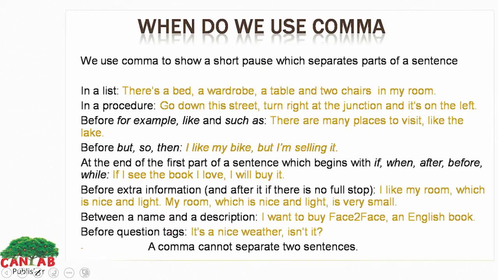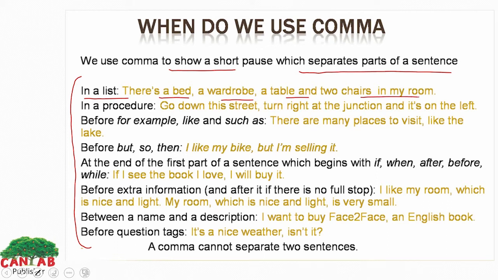Now look here, the use of comma. When do we use comma? We use comma to show a short pause which separates parts of a sentence. We use comma in these situations here. In a list: there is a bed, wardrobe, a table, and 2 chairs in my room. We have discussed the use of comma in detail in your previous lessons. When we list things, we have 4 things here: a bed, wardrobe, table, and 2 chairs. But between the last 2 nouns, we have added "and" here, because these are the last two. Before that, we can add comma here.